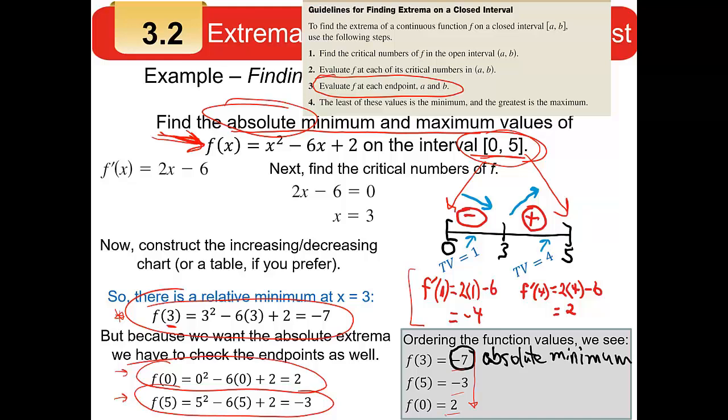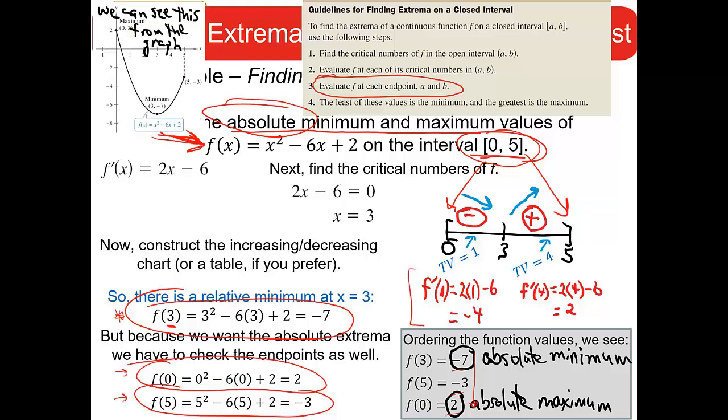So the absolute minimum is negative 7. That's the lowest point on the graph between 0 and 5. And the absolute maximum is 2. That's the highest value on the curve between 0 and 5. It's nothing difficult about this, but it does take practice. You've got to go through this again and again until it becomes second nature.